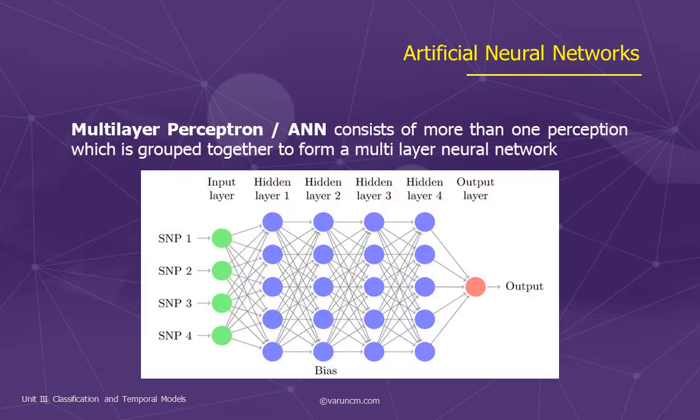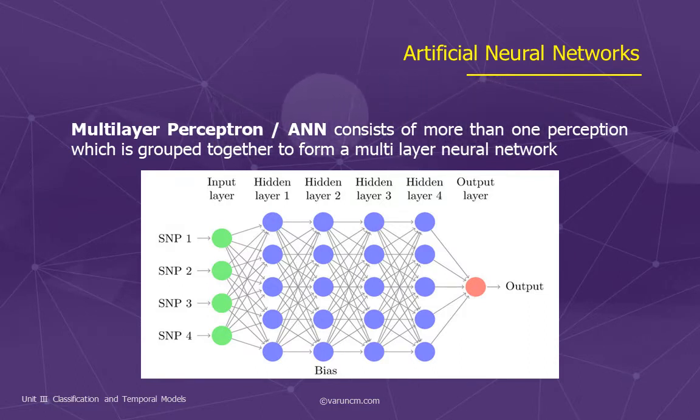The next thing available here is the multi-layer perceptron. This is actually the artificial neural network. That is what is mentioned here: multi-layer perceptron or artificial neural network. It contains more than one perceptron grouped together to form a multi-layer neural network. The example shown here is an example of a multi-layer neural network.